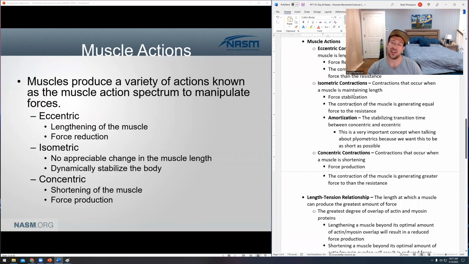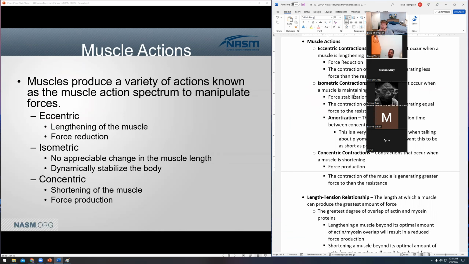So let's say I try to push my house down with my hands, right? I'm done with this house, I'm going to push it down. I'm renting, so this would be something I shouldn't do. But let's say I push as hard as I can. Now I am trying to concentrically produce enough force to push my house down, right? It's not going to happen. Because it's not going to happen, the house is pushing just as much force against me. So it is an isometric contraction.